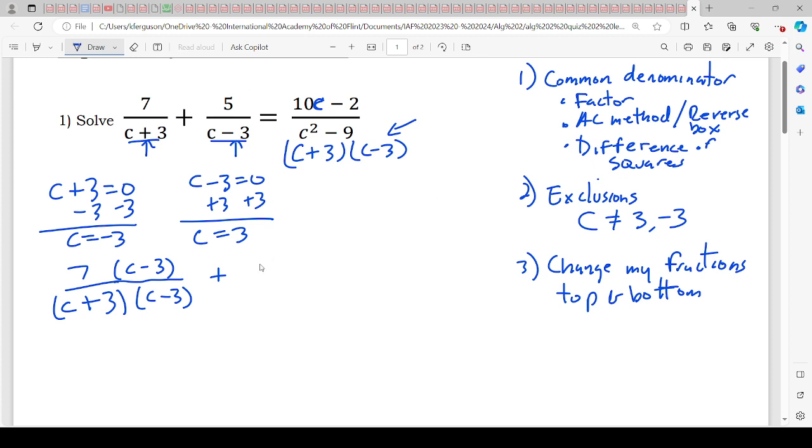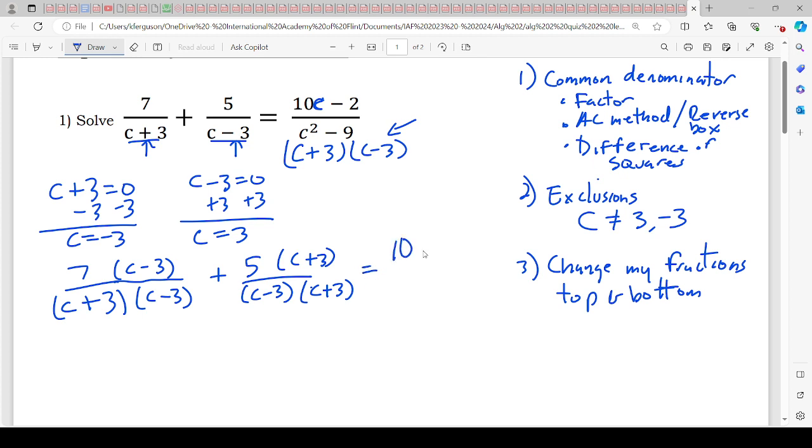Okay, so I do the same with the 5 over C minus 3. I'm going to multiply by C plus 3, and I need to do that top and bottom. Once somebody asked me this earlier: C plus 3 times C minus 3, and C minus 3 times C plus 3. Switching the order in the denominator doesn't matter. It is the same as saying 2 times 3 or 3 times 2. Those give me the same answer, so I don't need to worry about it.